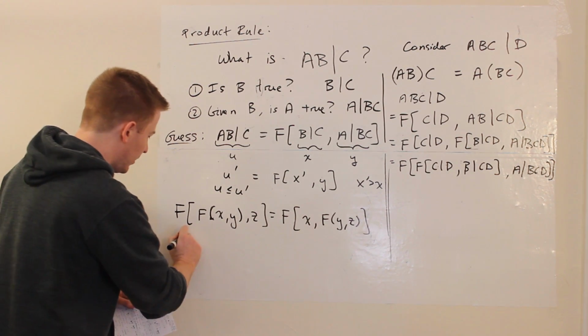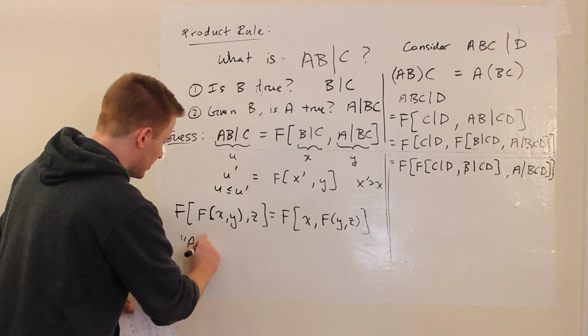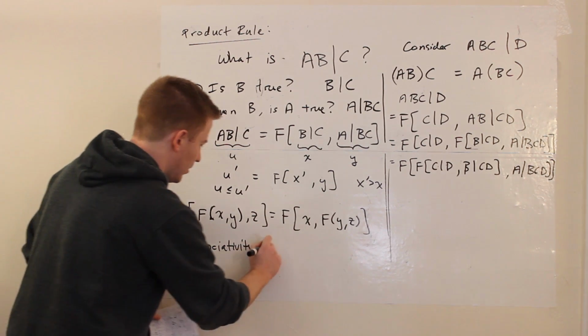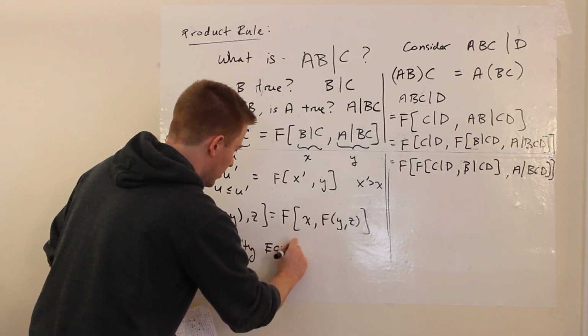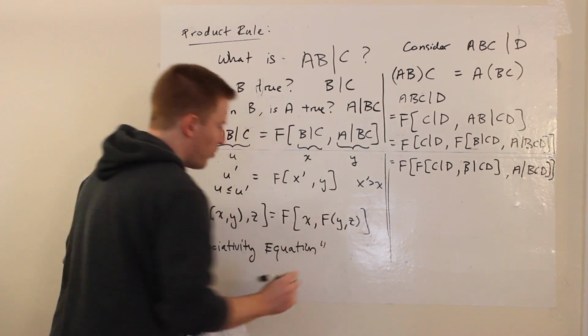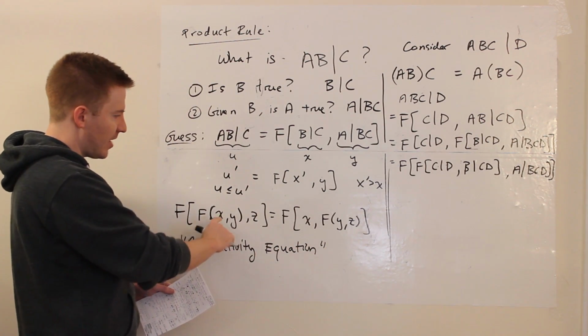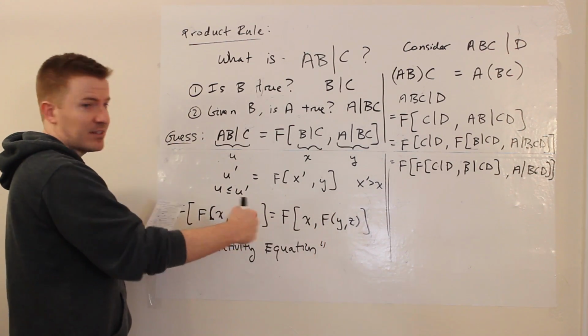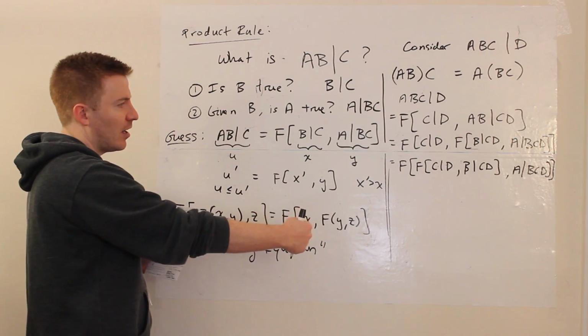So this is what Jaynes calls the associativity equation. For pretty obvious reasons, right? It just basically says that this operation of combining two plausibilities together is an associative one, and you can do it in either order.